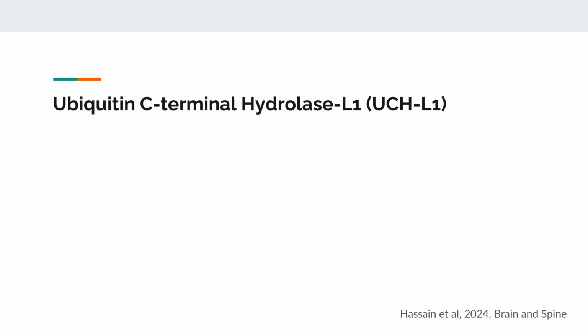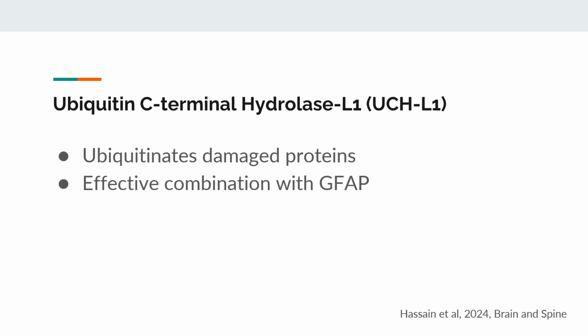Next, we have ubiquitin C-terminal hydrolase L1, or UCHL1. This ubiquitinates damaged proteins for recycling, and actually works really well in combination with GFAP, or glial fibrillary acidic protein. I think this is actually a really important point, that when going through these markers, we don't need to consider them necessarily in isolation, but perhaps the best perspective would be to use them in combination with others.